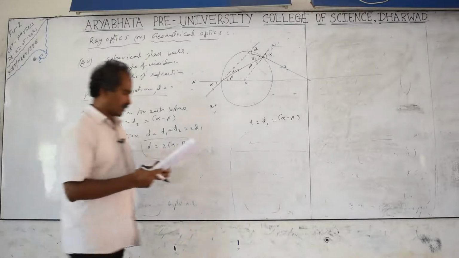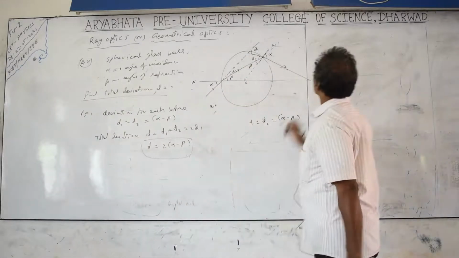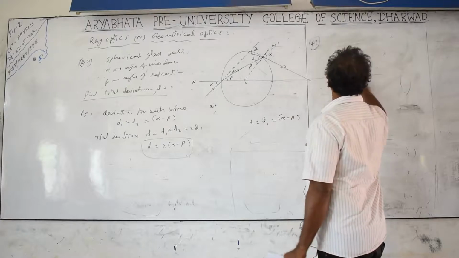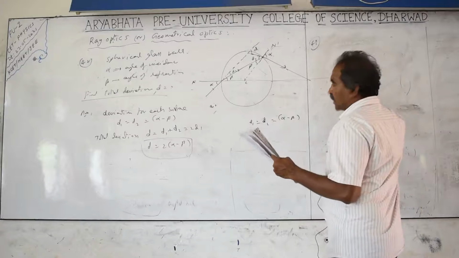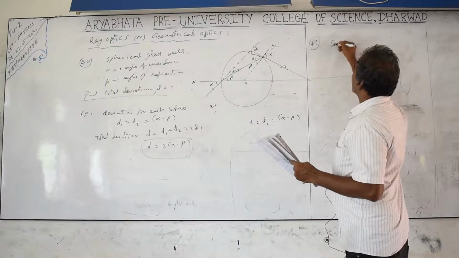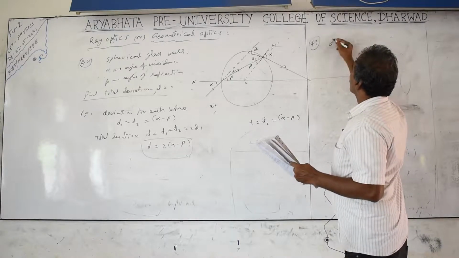Next, 43. This is related to the concept question. R1 and R2 are the radii of curvature of the double convex lens. What they have given is a double convex lens.